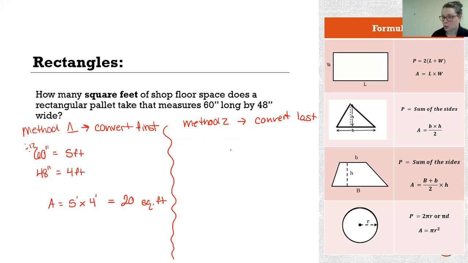Okay, when we convert last, what do we do? Well, first of all, we calculate the area. Area is 60 by 48, which is 2880 inches squared. Inches went in, inches squared is what we get out. But that's not what we wanted. We want to know how many square feet.